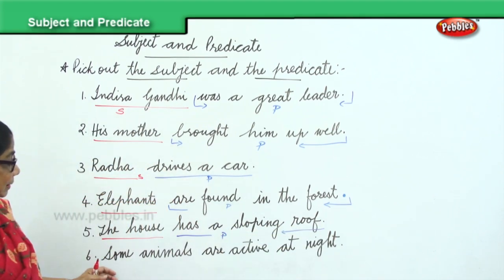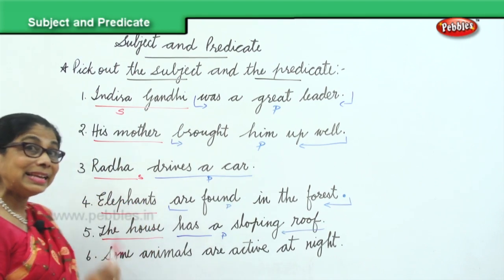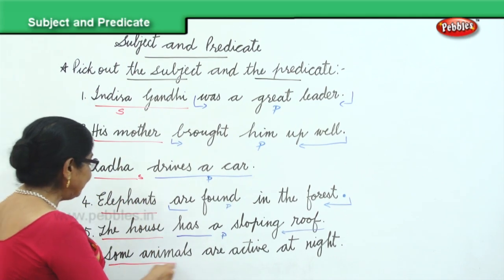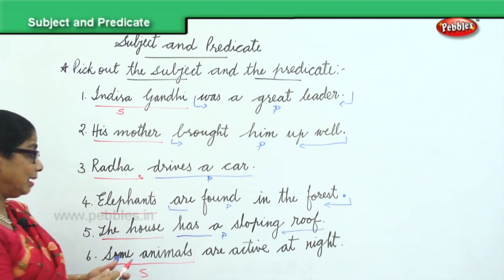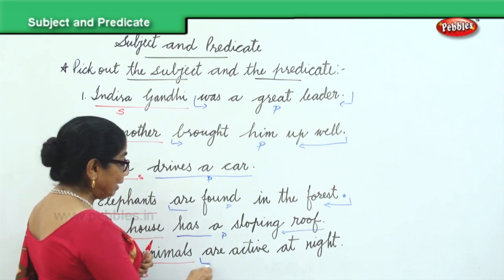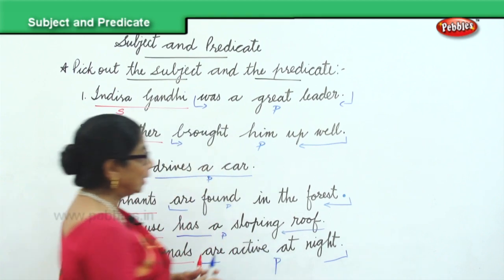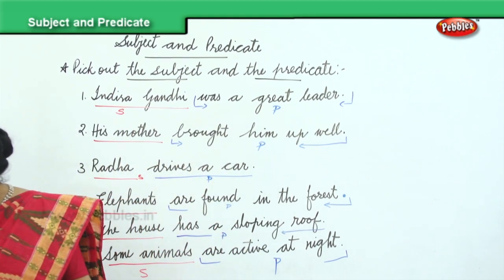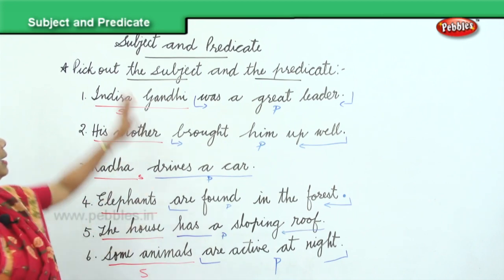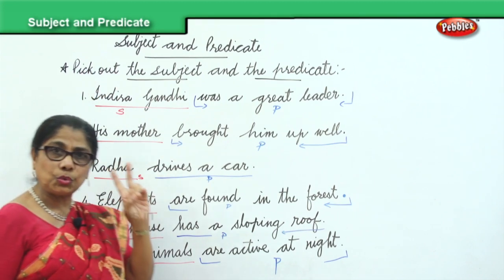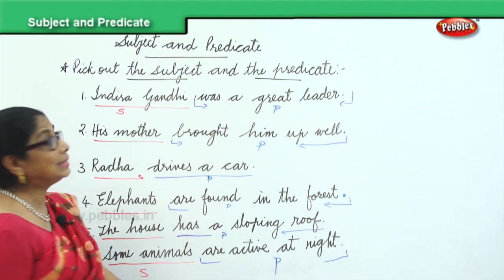Finally, you have some animals are active at night. Not all animals. Some. What is the subject? Some animals. That's the subject. Are active at night, that's the predicate. Let's look at all the 6 sentences. What did we learn today? We learned that a sentence has 2 parts, a subject and a predicate. And here what are we doing in this exercise?